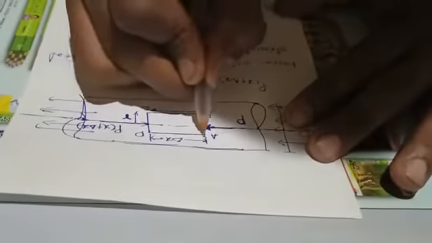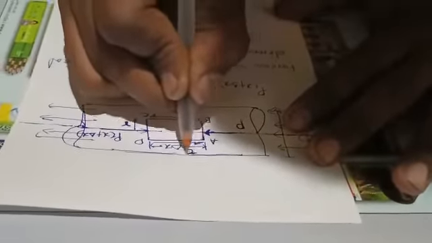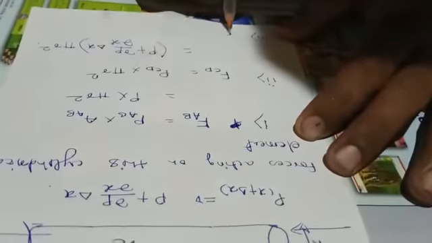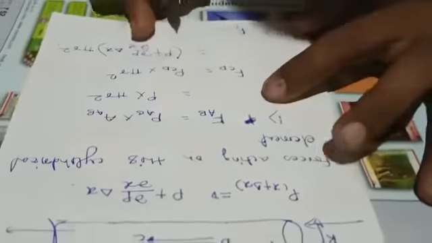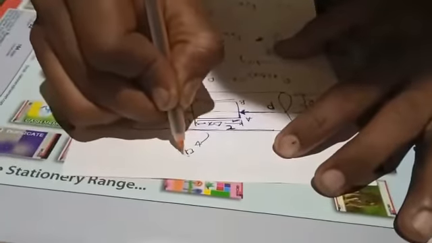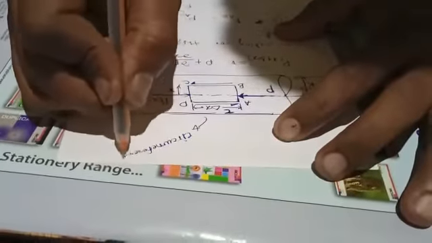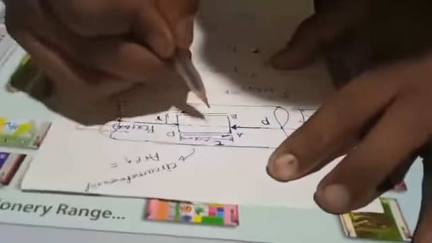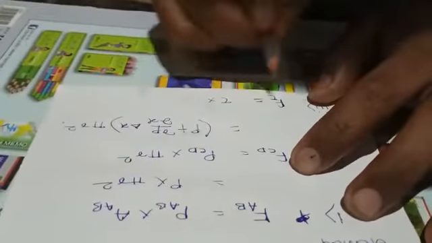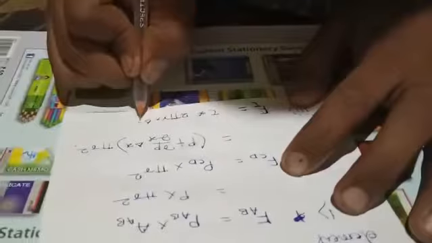Next force is due to the shear stress tau. The force due to shear stress is given by this shear stress tau into this circumferential area. Now this circumferential area is nothing but the circumference of this cylindrical element into the length of this cylindrical element. Circumference is 2 pi r and length is delta x. So the force due to shear stress will become tau into 2 pi r into delta x.